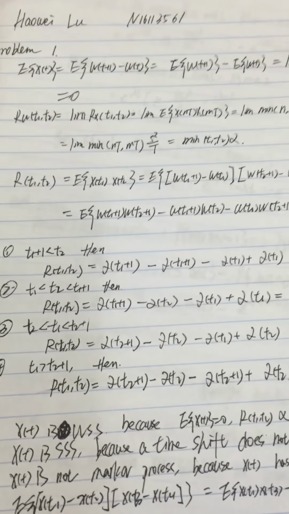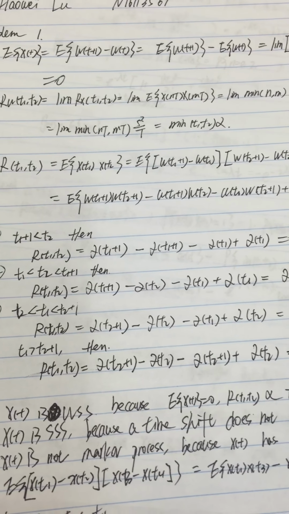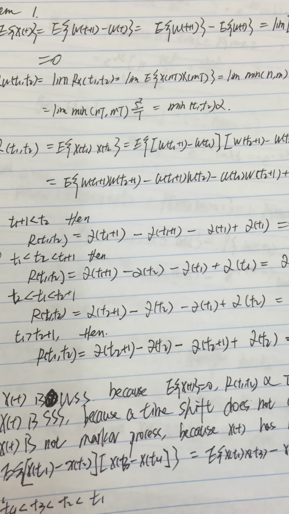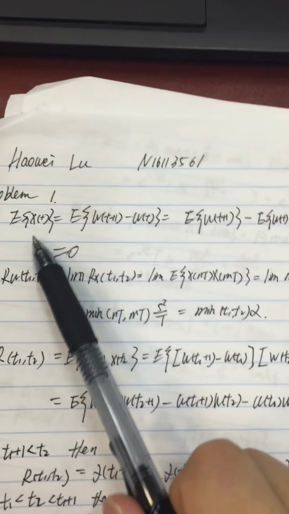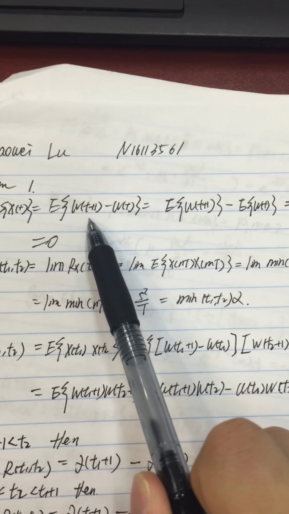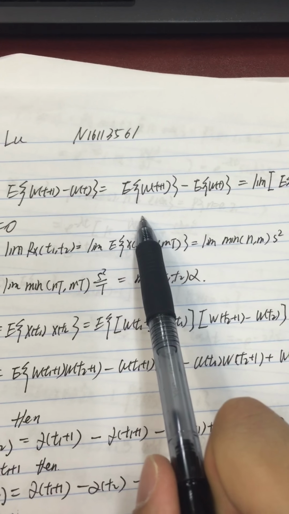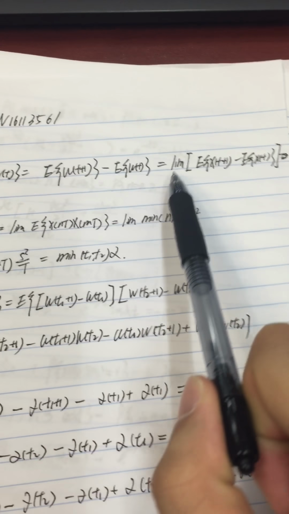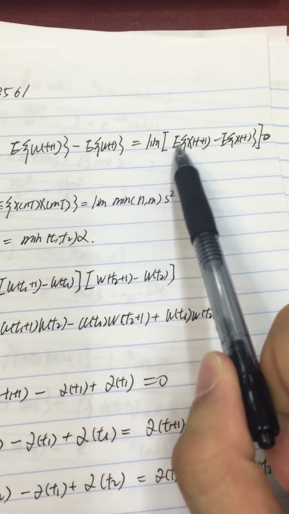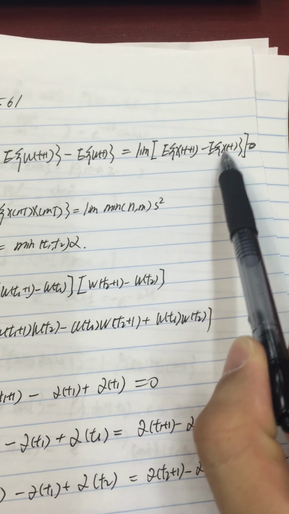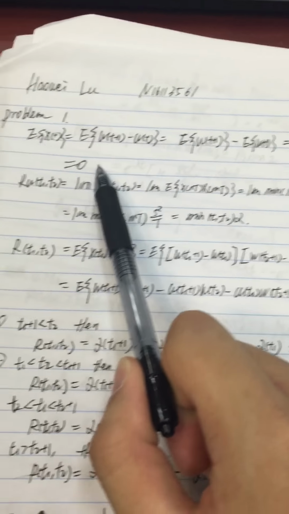we know that Wt is the linear process and Xt is equal to W(t+1) minus Wt. So the mean of Xt is equal to the mean of W(t+1) minus Wt, and according to the property of the linear process, we get the mean of Xt is equal to the limitation E[W(t+1)] minus E[Wt], which is 0.